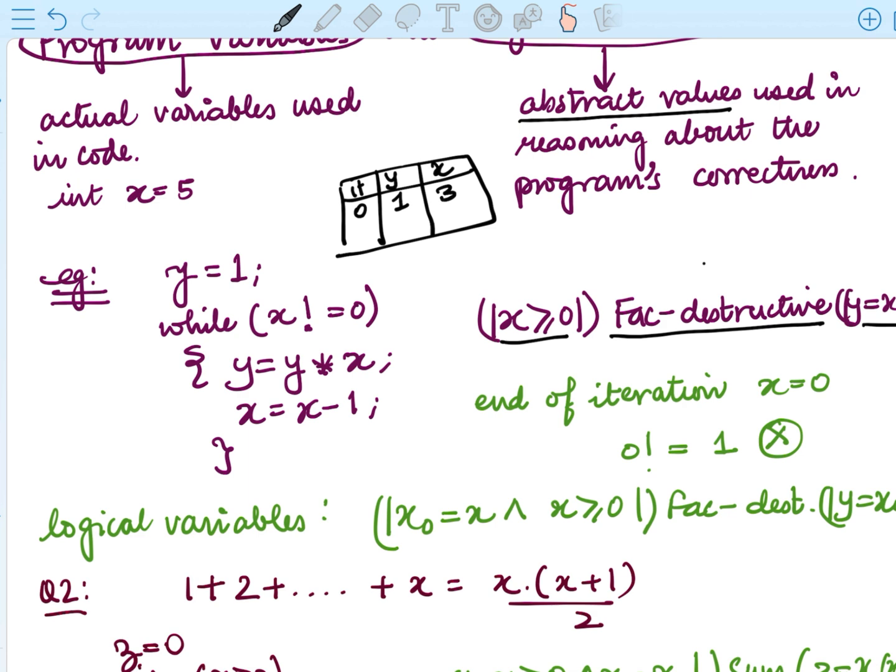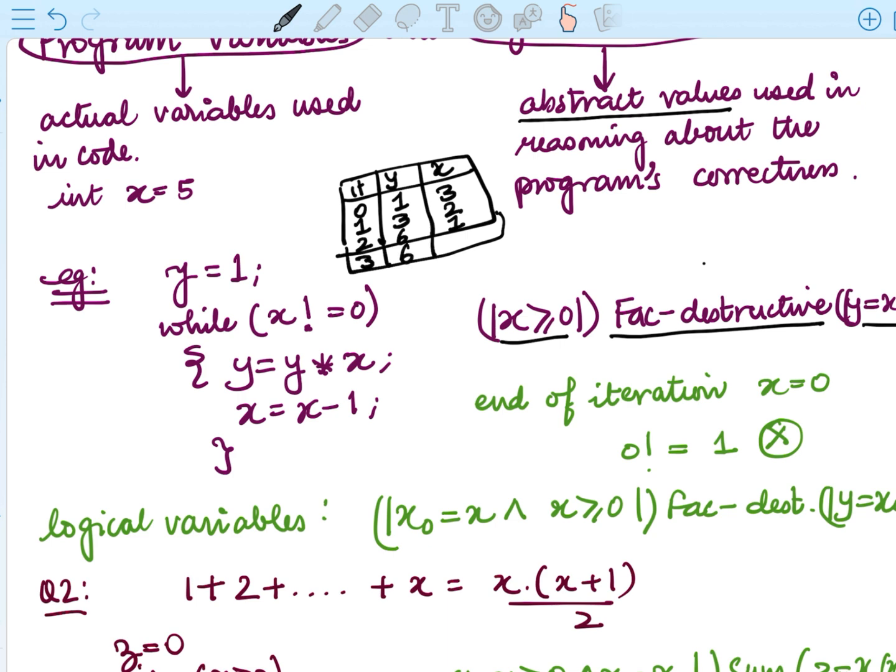Now x is not equal to 0. x is 3. Yes, true. Now in the first iteration, what will we see? y is equal to y into x, which is 3. x minus 1, so 2. Then again it goes and checks 2 is not equal to 0. True. In the second iteration, y into x is 6 and x minus 1 is 1. Is x not equal to 0? True, still true. There's another iteration that we will have, which is the third iteration.